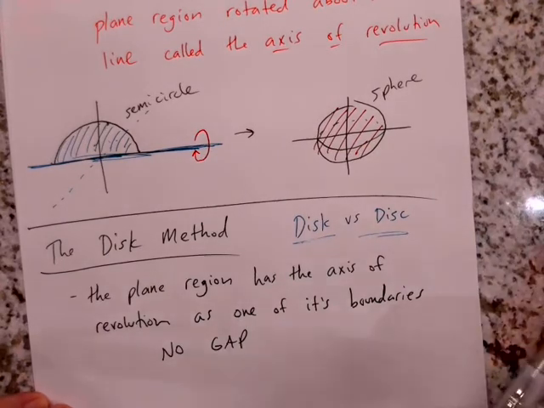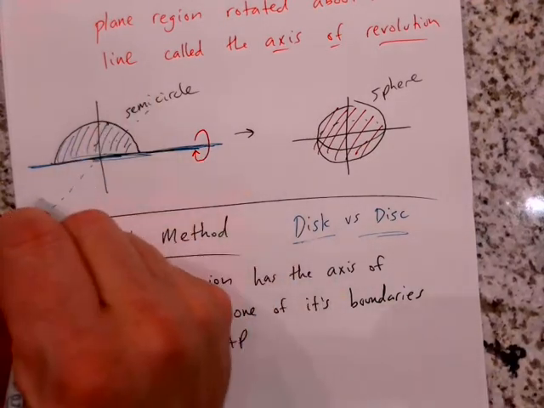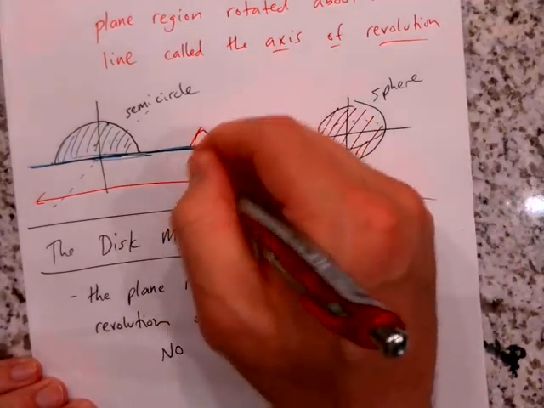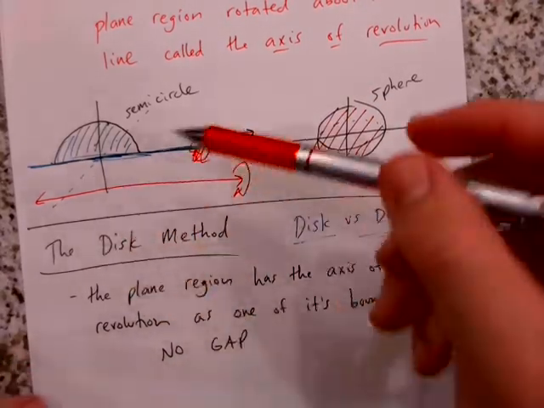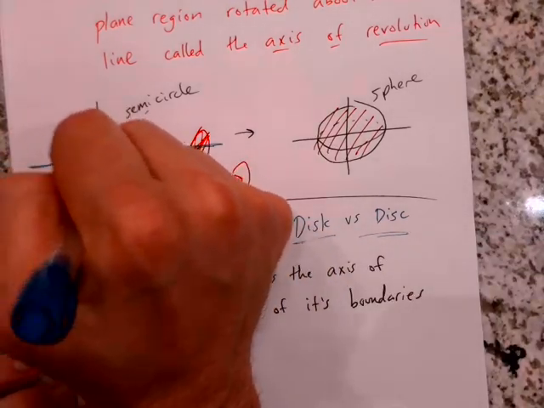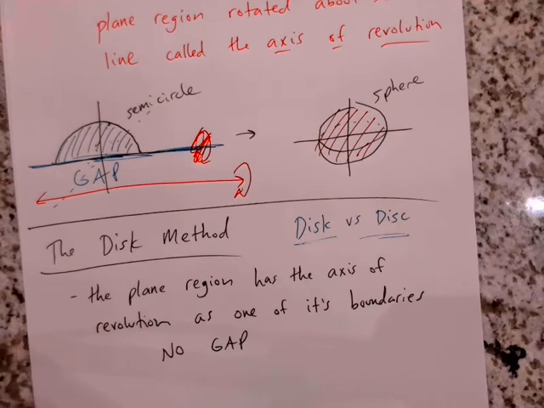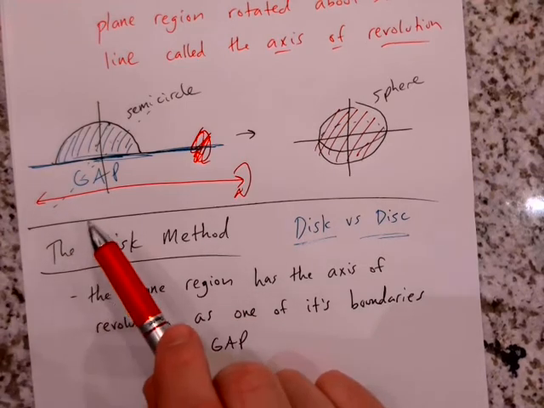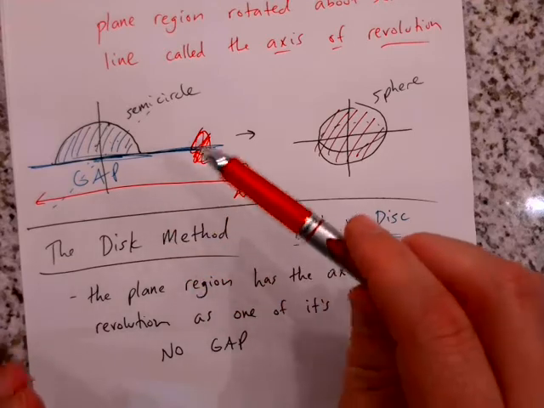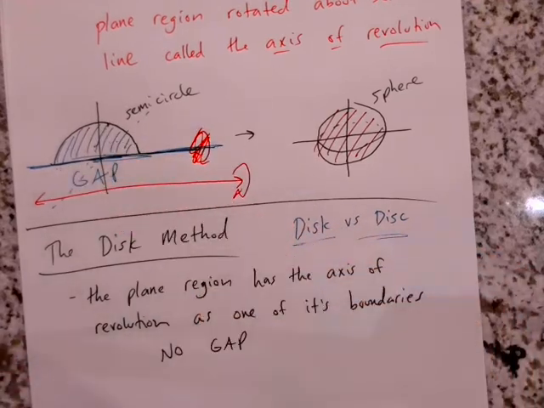For example, if I took this region and rotated it about this line down here, then there is a gap. All this space right here is a gap. There's a gap between my region and the axis of revolution, so you would not use the disk method for this. You only use the disk method when there is no gap between your region and the axis of revolution. So that's when you use it.